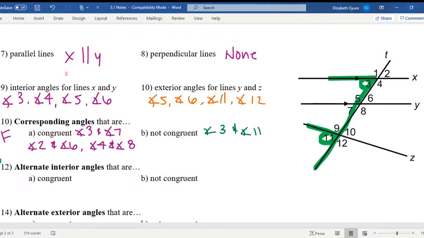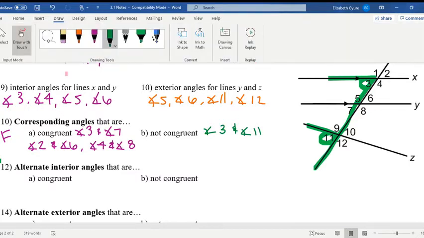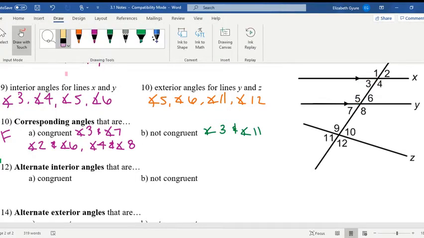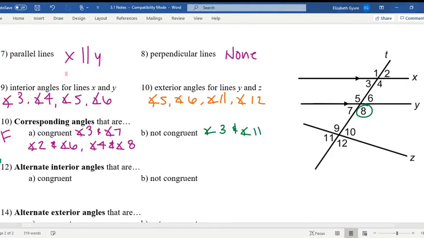Anyone at home have an idea for me for not congruent corresponding angles? 8 and 12, absolutely. Angles 8 and 12, right? Y and Z are not parallel, but you'd still have your F shape. Very good. Angle 8 and angle 12. Anyone else at home have another idea?